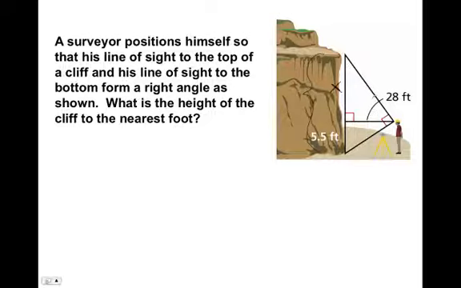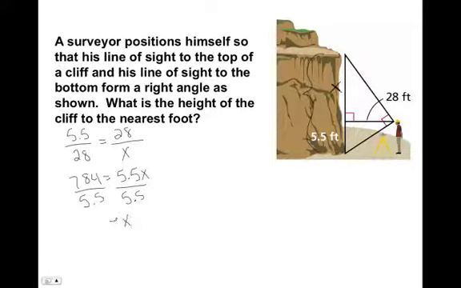Let's see how you did. Hopefully you remembered that the altitude of the right triangle is the geometric mean of the two parts of the hypotenuse. So this is where we're starting. When you cross multiply, you get 28 squared, which is 784, equals 5.5x. Solve for x by dividing by 5.5, and we get that x is 142.5.